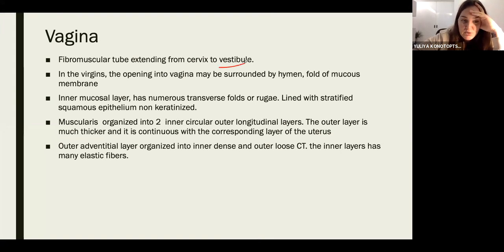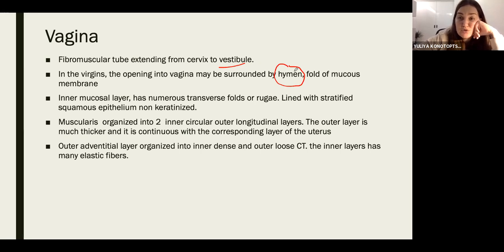As you remember, vestibule, that's just the space between the labia minora, right? In virgins, the opening of the vagina could be surrounded by a fold of the mucous membrane called hymen. Some girls are born without hymen. It's normal, okay? So some girls during first sexual intercourse, it hurts, but they don't bleed as much, like, I don't know, 3-4 drops of blood, that's it.